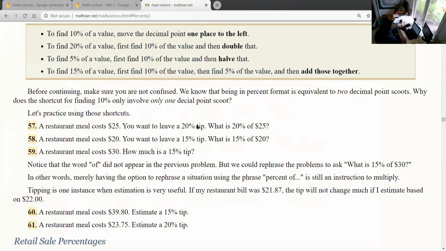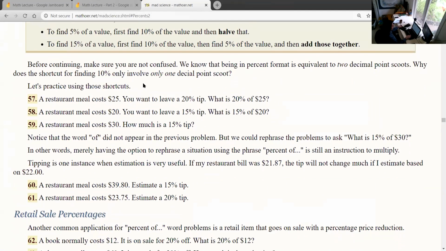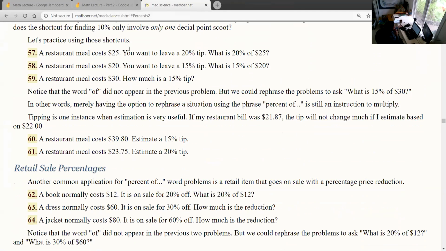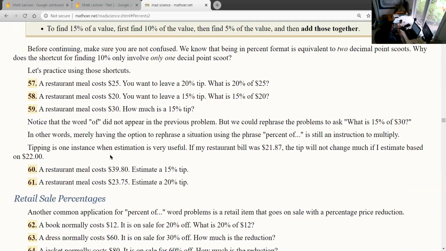Okay, so tipping is one instance where estimation is very useful. If my restaurant bill was $21.87, then I wouldn't want to do even this shortcut with such a large number of decimal points, but I could just say pretend it's 22 and find a tip on 22 bucks. So that's what those are for.